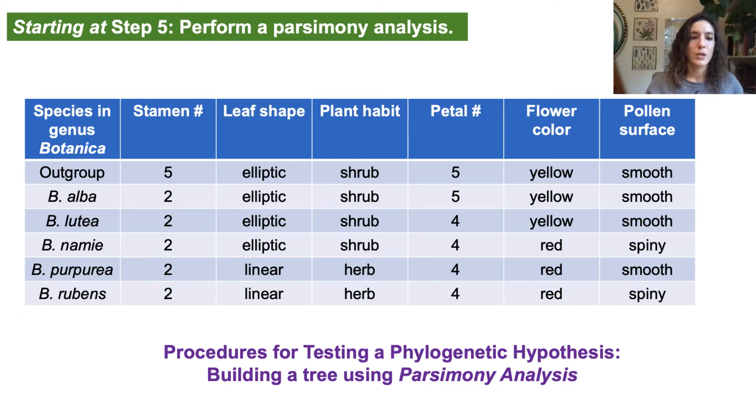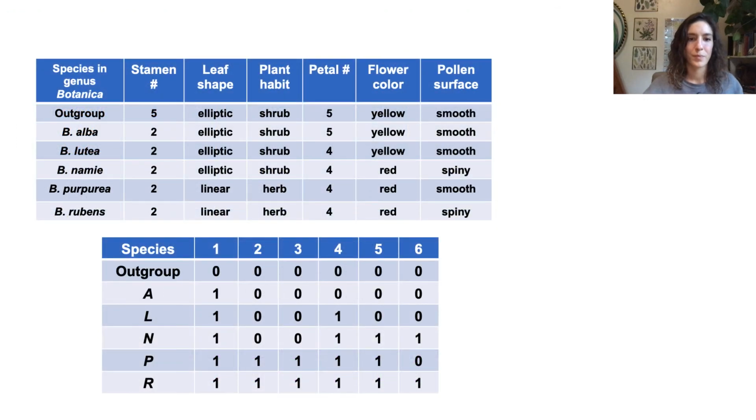So here are the procedures for testing a phylogenetic hypothesis. We're going to build a tree using parsimony analysis again. Now, the first step here, since we don't have that same type of data matrix as we had previously from step 5, is we're going to convert all of these wordy words into zeros and ones, into these binomials that I think are easier to interpret and easier to build a cladogram on, because it's an easier way for us to compare derived versus ancestral states in these different taxa.